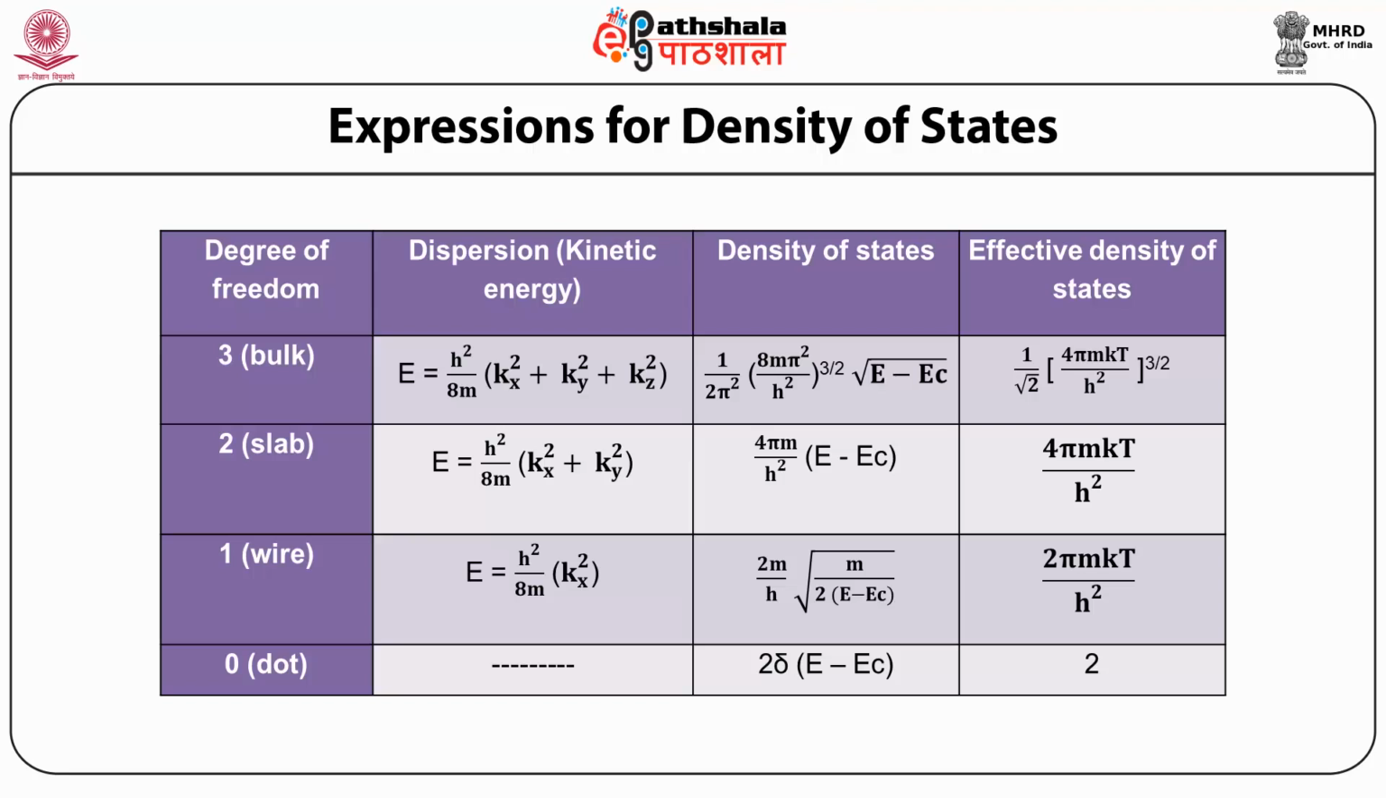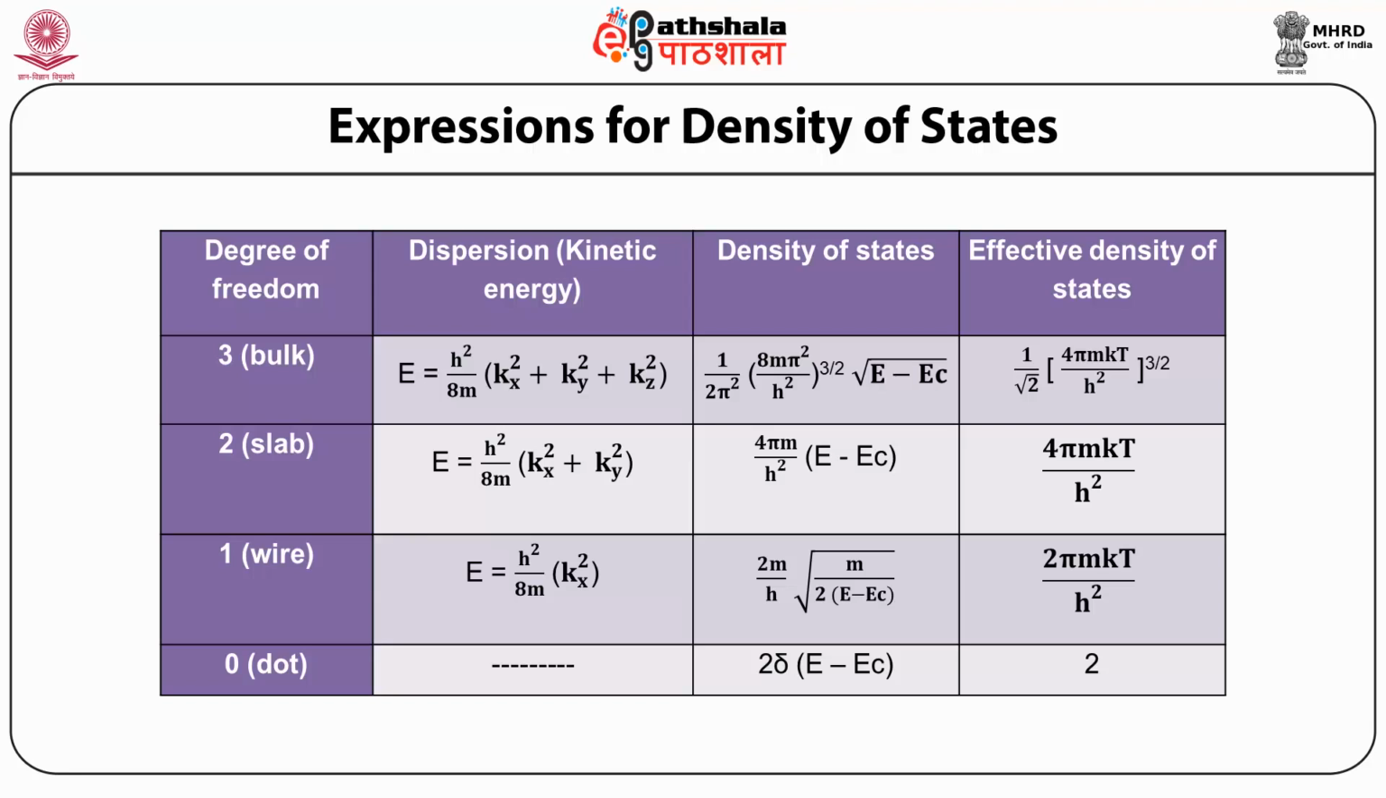If I talk about the bulk material, whose degree of freedom is 3, in this case the kinetic energy expression is E = h²/8m (kx² + ky² + kz²). The density of states in this bulk system is 1/2π² (8mπ²/h²)^(3/2) √(E - EC). And the effective density of states is written as 1/√2 (4πmkT/h²)^(3/2).